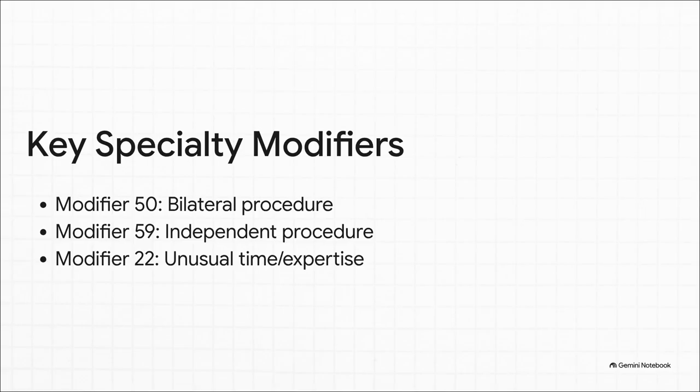Modifier 50 is used for a bilateral procedure, meaning it was done on both sides of the body. Modifier 22, that's used when a surgery is far more complex than usual, maybe due to heavy scar tissue, and warrants extra pay. But the real star of the show here is Modifier 59, or its specific X modifier counterparts. These are used to indicate that a distinct procedural service was completely independent from other services performed on the same day. This justifies independent payment even if that service is usually bundled.